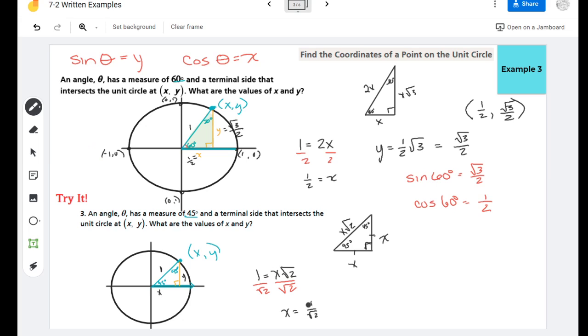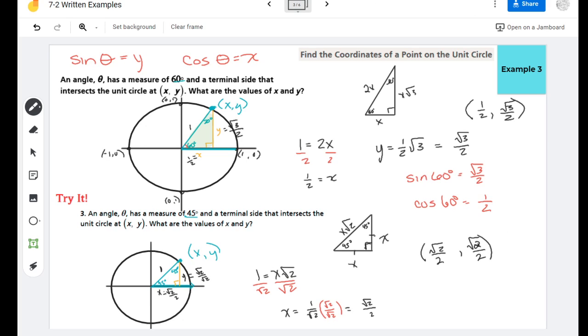And we don't quite like that because we don't like radicals in the denominator of our fraction. So I'm going to multiply this expression by a value of 1 that cancels out that radical. So I'm multiplying by root 2 over root 2. Therefore, x is the square root of 2 divided by 2. Now, because x and y are the same thing, because this is a 45, 45, 90 right triangle, that means my y is root 2 over 2. So the ordered pair is root 2 over 2, comma, root 2 over 2.